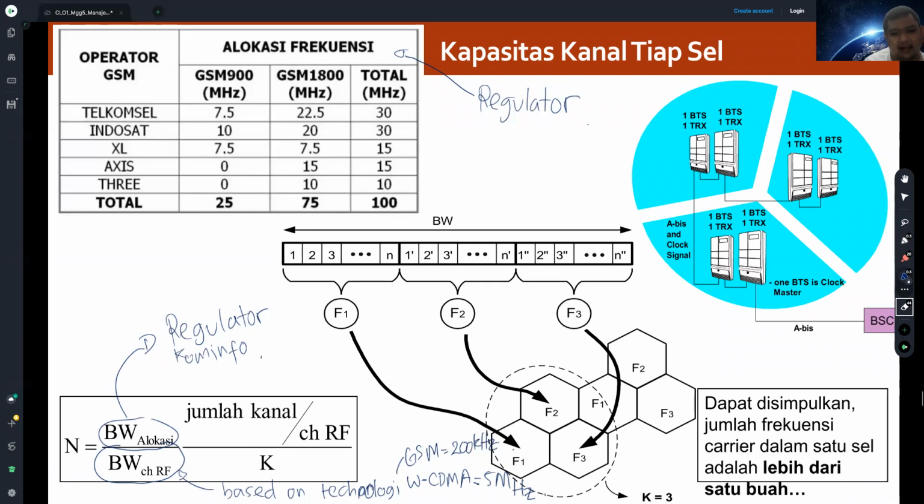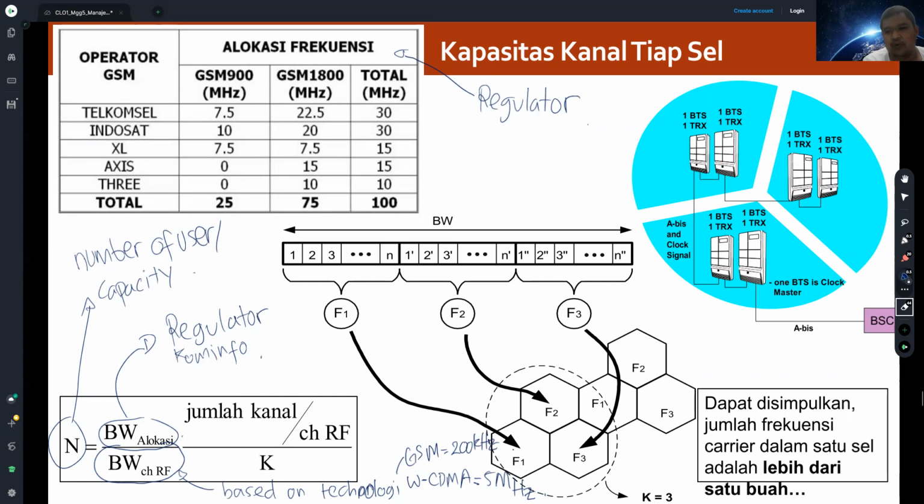And the total of the N is equal to the number of the capacity. Usually it's the number of users or the capacity will be equal to the bandwidth allocated divided by the bandwidth of the technology. While the bandwidth allocated will be equal to N times the number of channel per one channel RF, divided by the value of K or the value of the cluster.